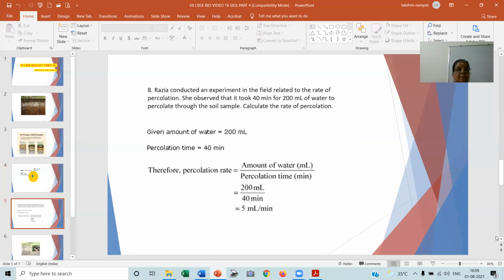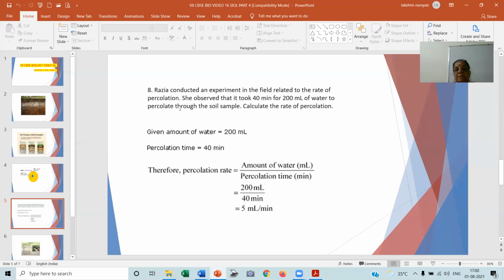The next one is the problem: how to calculate the percolation rate of the soil. It's given in our textbook, I just want to explain. The Zio conducted an experiment in the field related to rate of percolation. She observed that it took 40 minutes for 200 ml of water to percolate through the soil sample. Calculate the rate of percolation.